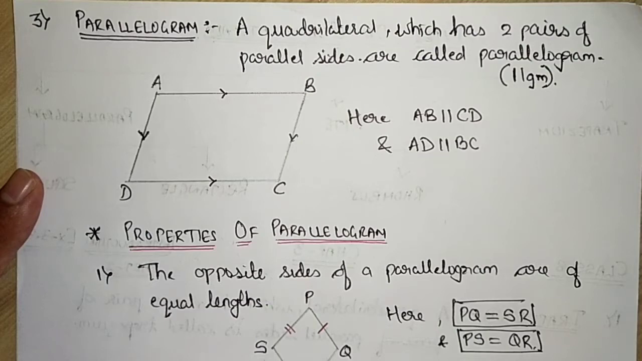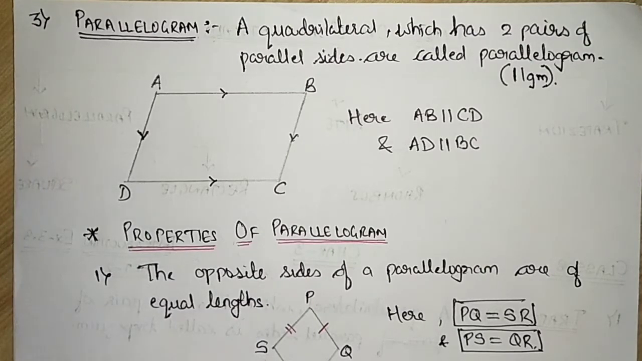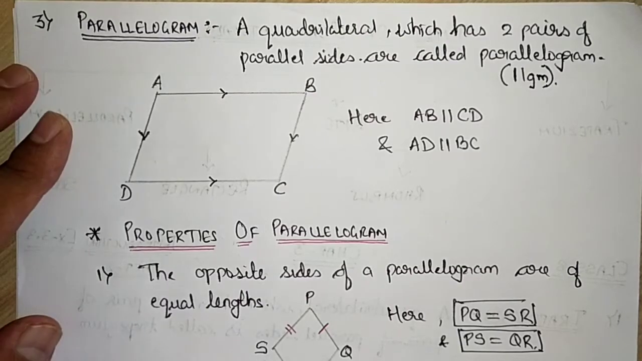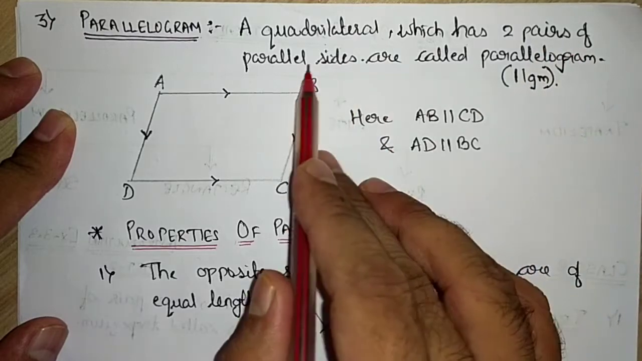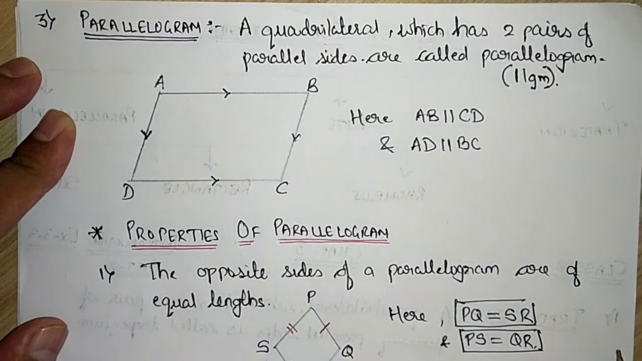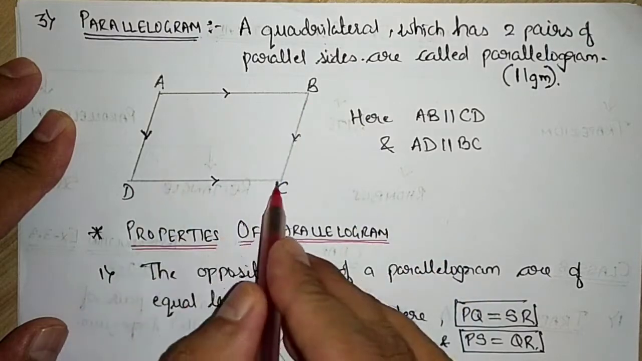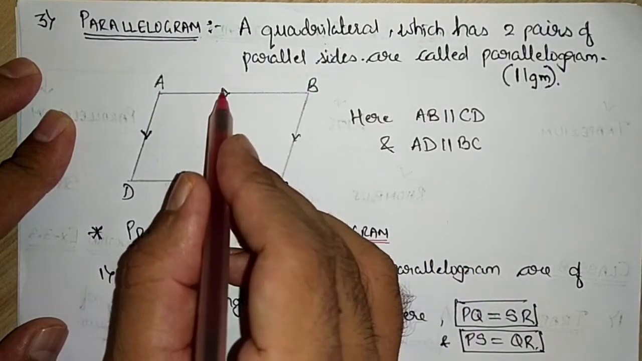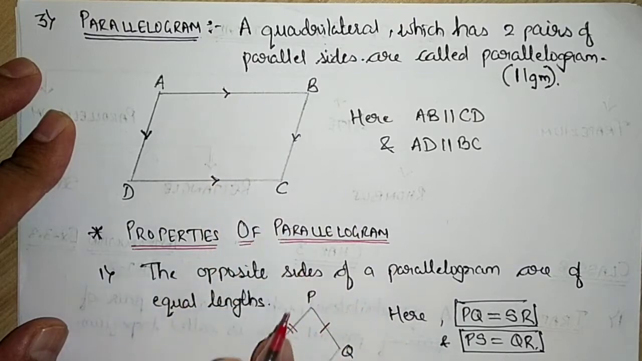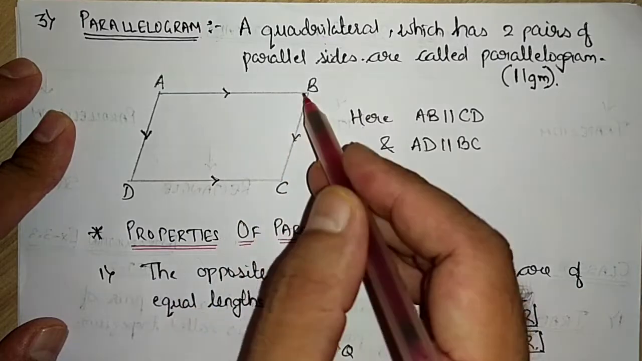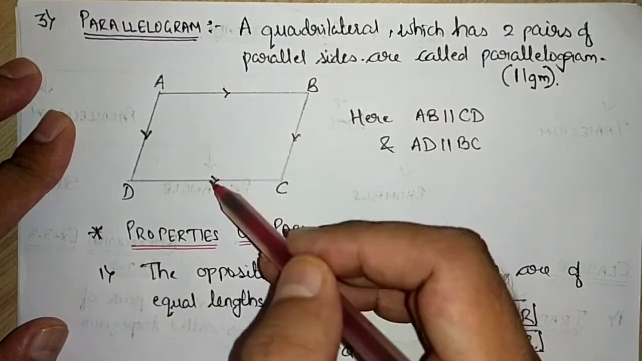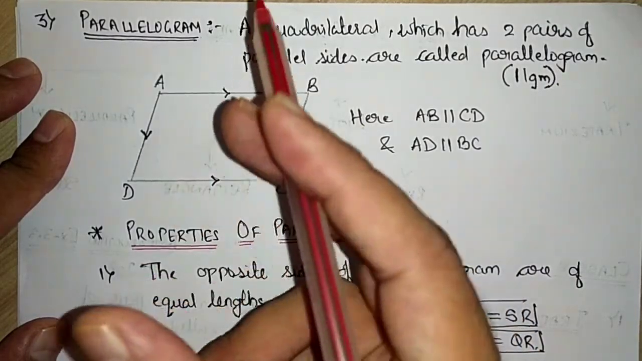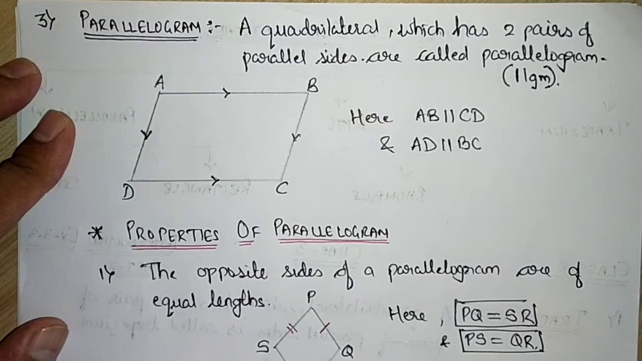Okay, when do we say that the given quadrilateral is a parallelogram? Let us see. A quadrilateral which has two pairs of parallel sides is called a parallelogram. Here AB and CD are parallel. Parallel sides are represented by arrow signs in this figure. AB and CD are parallel, and also BC and AD are parallel. So if they have two pairs of parallel sides, then it is a parallelogram.